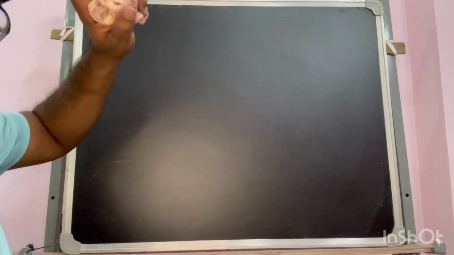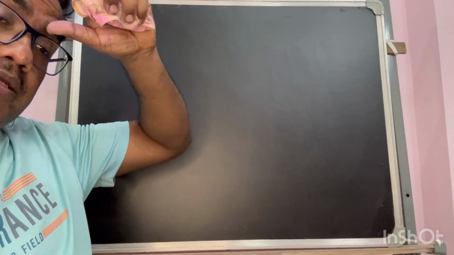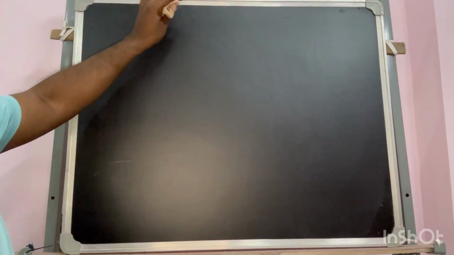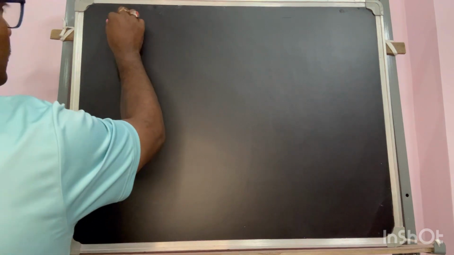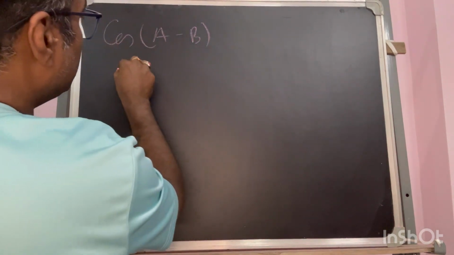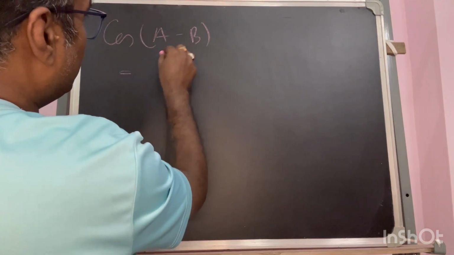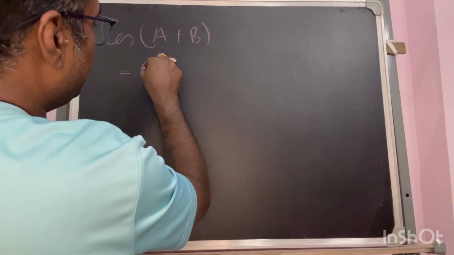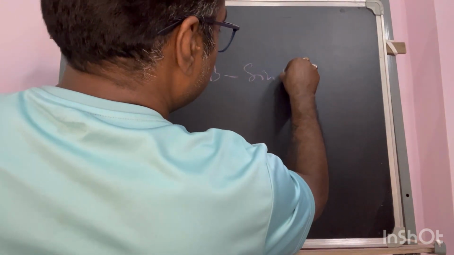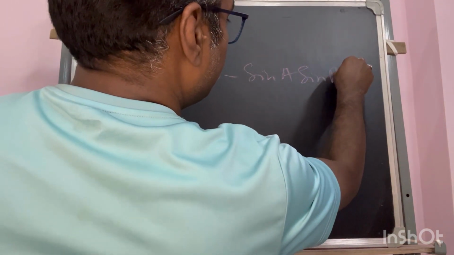So these are the concepts. There are so many concepts that I will bring for you. Similarly, cos of A minus B also, if I go the same way, what is that? Cos A plus B, let me write down first: cos A cos B minus sin A sin B.